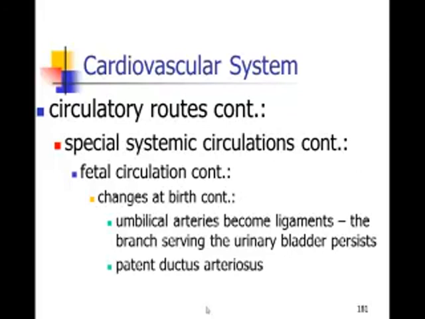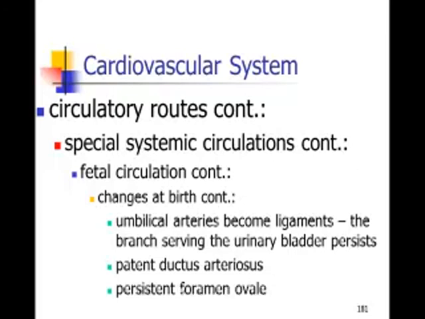Now there are some possible problems. Not everything goes perfectly. So patent ductus arteriosus means that the ductus arteriosus doesn't shrivel up and it continues to be a bypass from the pulmonary trunk to the aorta. That one's pretty easy to fix. You can put a suture around it and squeeze it and make it into a ligament.